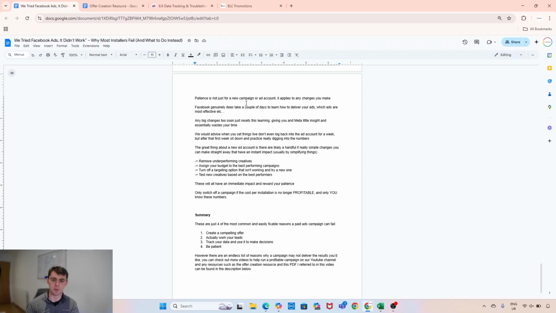And this doesn't just apply to that first couple of weeks. Whether it's a new campaign or new ad account, it applies to any change you're making. So if you launch a new offer or start advertising a new service, it does genuinely take at least a few days for Meta to learn how to deliver your ads, and also for you to gather the data that you need to decide whether it's being efficient or not. And any big changes too soon just resets the learning, so it gives Meta little insight, and it also gives you little insight into what's working as well.